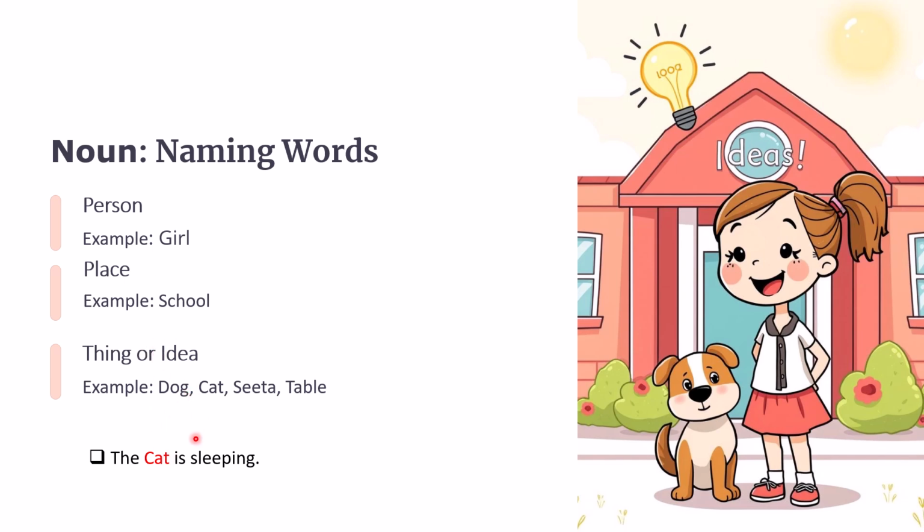Dog is a name of an animal. Therefore, dog is also a noun. Cat, Sita, table. Example of thing, table. All these are nouns. How to use a noun in a sentence? The cat is sleeping. In this sentence, we use cat as a noun.